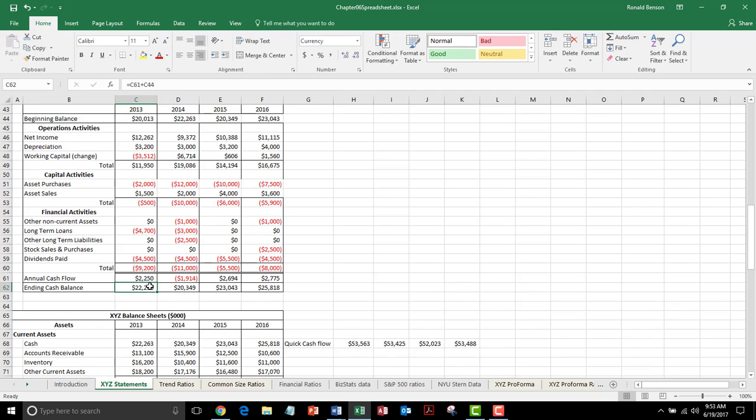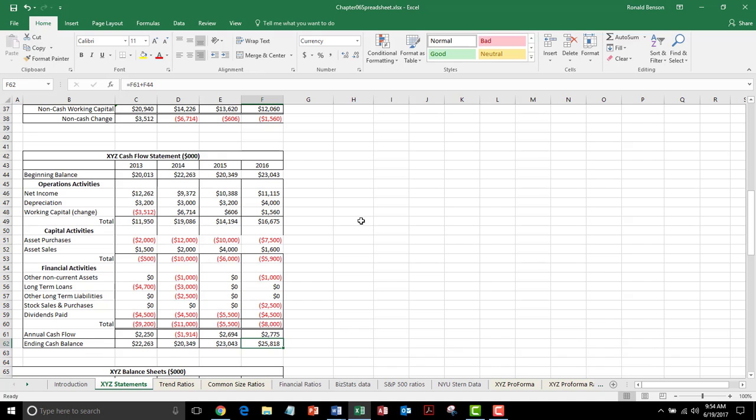And then the ending cash balance is the beginning 20,013 plus 2,250. That's a positive number, which gives you 22,263. Here it goes down by 1,914. It goes up again, and goes up yet a third time in 2016. And that is our cash flow statement.